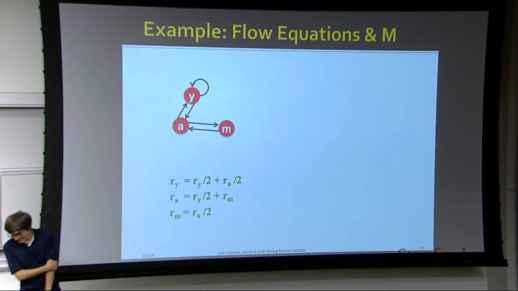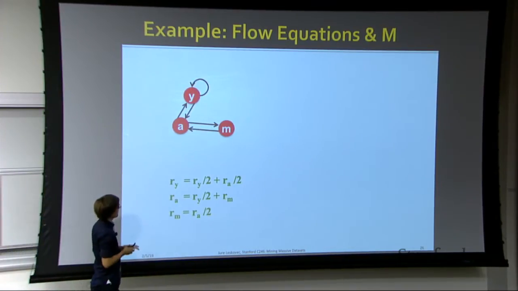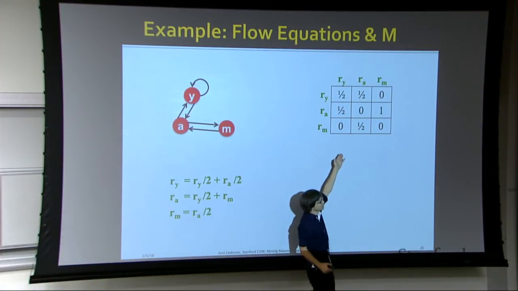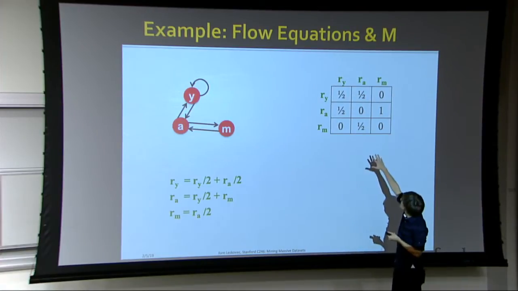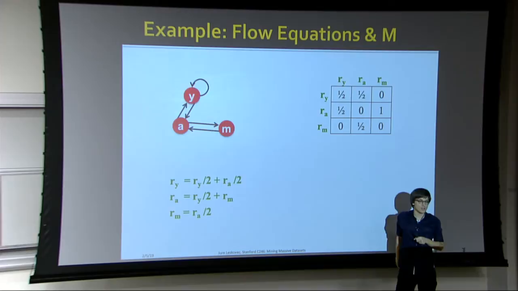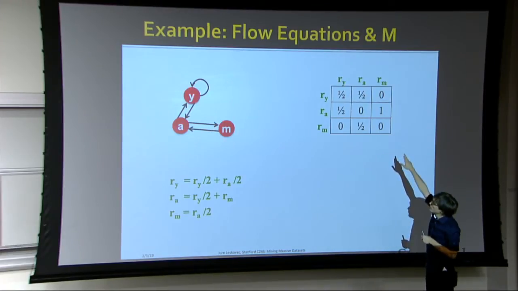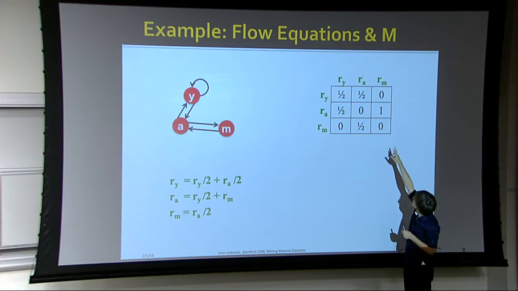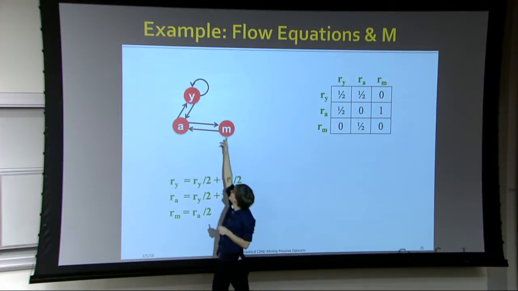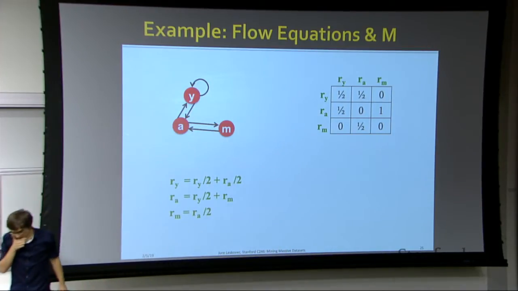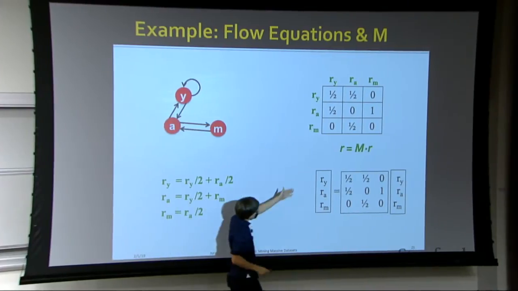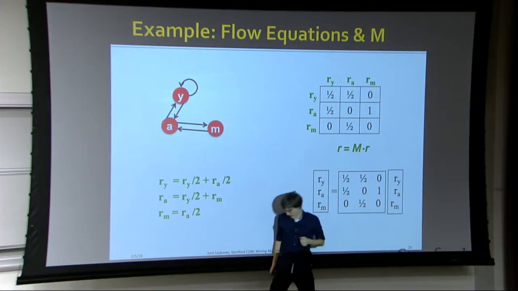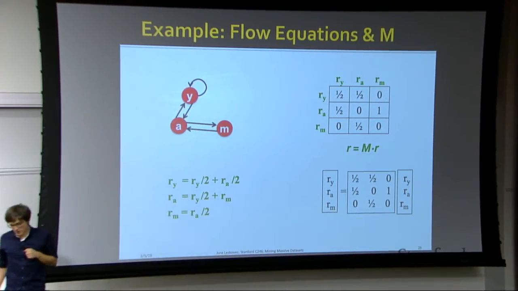Okay? So what does this mean? It means that I have my graph from before, I have my flow equations. Here is how my matrix M would look. It is essentially the adjacency matrix where the entry is 1 over the out degree. So for example, node M has out degree of 1, and it points to A, so this entry here equals 1. This is this link. Now I could write this as R equals M times R, and I have this type of equation to solve.